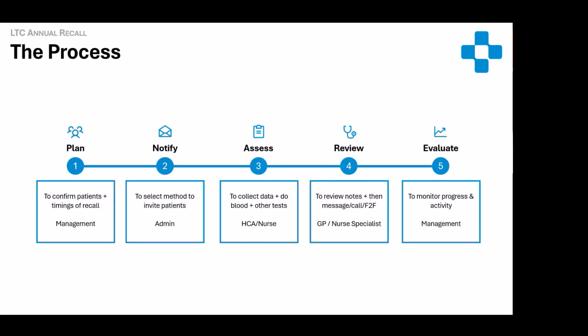So this slide shows how different members of the team contribute to each stage of this pathway. The first stage is plan. So this is usually led by management teams and focuses on confirming which patient needs recalling and when those recalls should happen. The next stage is notify, and this is where your admin teams choose the best way to invite the patients in for their review and then do that invitation stage.